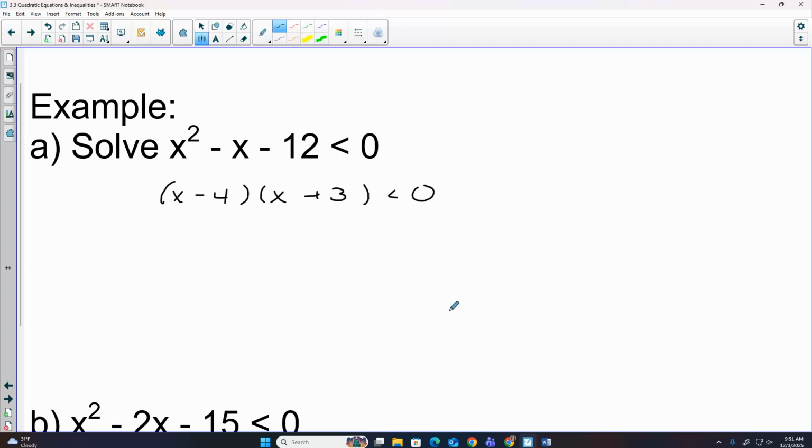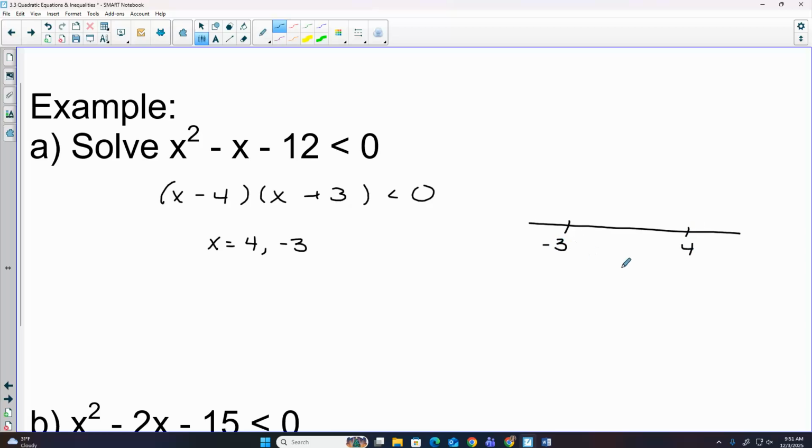Now, this is where it changes a little bit. You cannot just say both of those things are less than 0. What we need to do, though, is figure out what makes it equal 0. So what would make this equal 0? Positive 4 and negative 3. Okay. So what that means is if we drew a graph, this thing is going to hit the x-axis at positive 4 and negative 3.